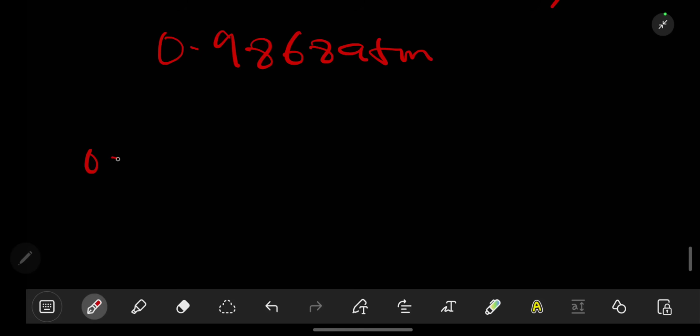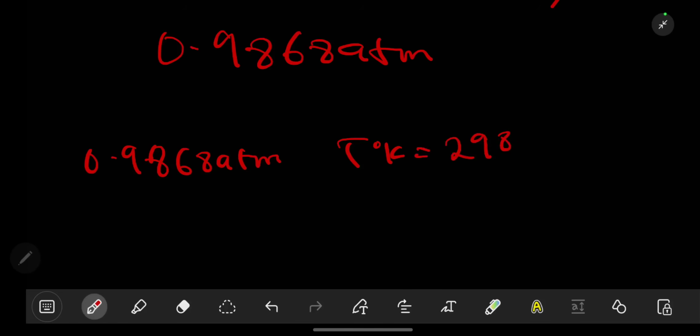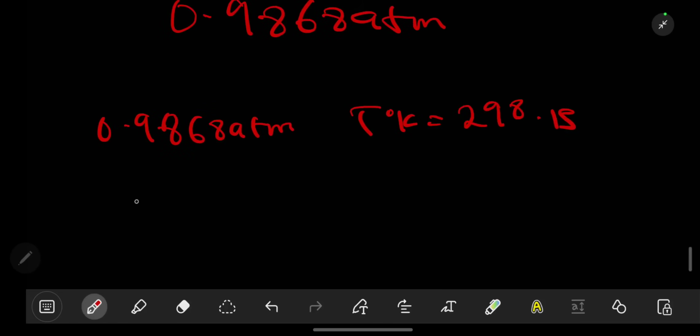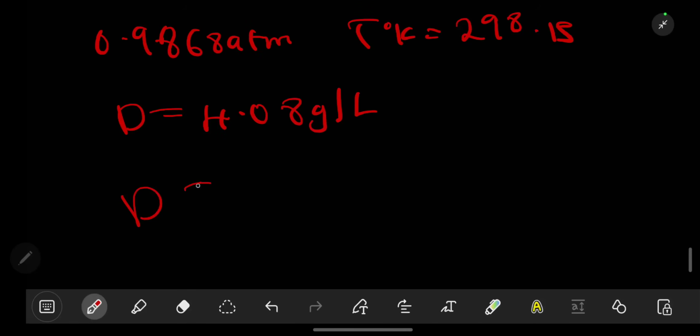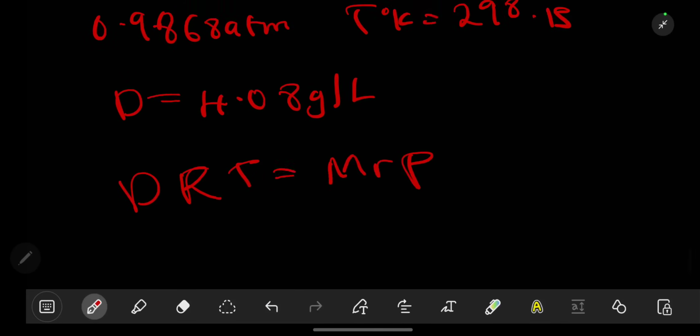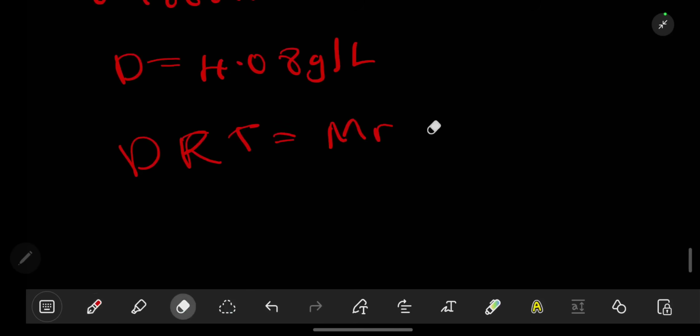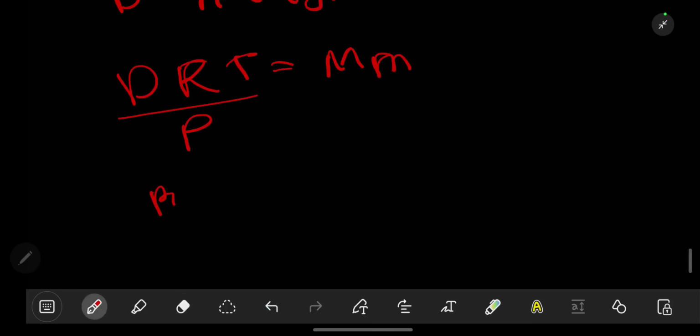So the pressure is 0.9868 atm. We have the temperature in kelvins equal to 298.15. Then we also have the density equal to 4.08 grams per liter. So using our dRT equal to M r P, we made it the subject of a formula. We have it over P, so the molar mass should be equal to the density.